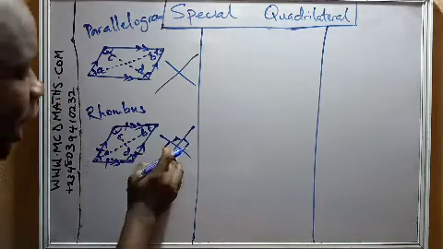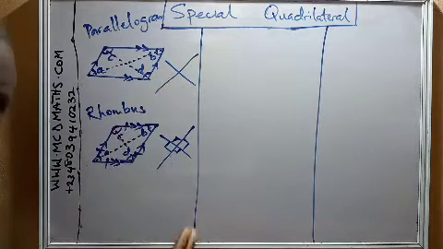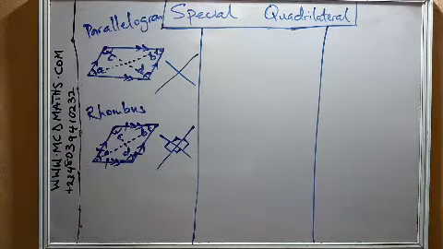They bisect each other at angle 90. So this one does not bisect at 90, it just bisects. But these, apart from the fact that they bisect each other, also bisect each other at angle 90. Okay, now let's move on.